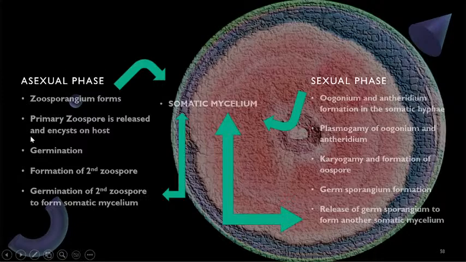So what can we infer from this? This is an oomycete, correct? An oomycete's target is to first form a somatic mycelium. Everything else will be pretty straightforward. The oogonium and antheridium form on somatic hyphae, and the somatic hyphae produce somatic mycelium. Plasmogamy of the oogonium, so basically cellular division is what happens.